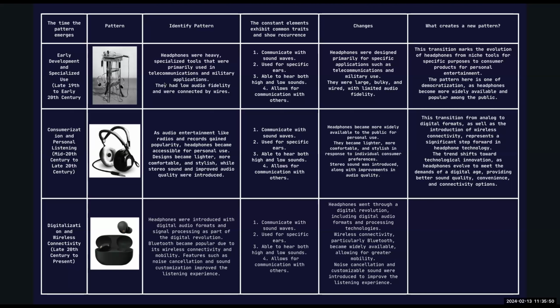So my topic is about headphones. The first pattern is from the late 19th to the 20th century. The headphones were heavy, specialized tools that were used in telecommunications and military applications.